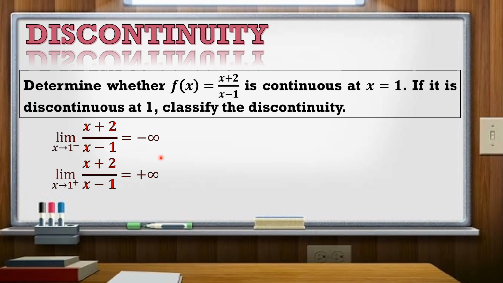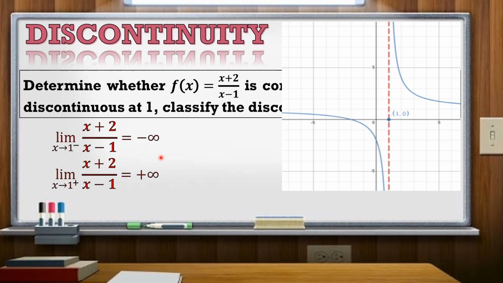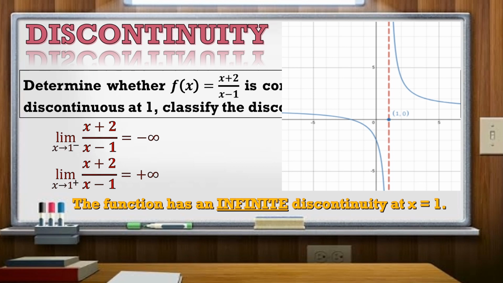And this is the graph of your function. Ayan, nakikita natin. That meron tayong two graph. Yung isa, pa-approach sa taas, yung isa naman pa-approach sa baba to infinity. And we have a presence of your vertical asymptote. The red broken line is your vertical asymptote. Since infinite yung limit natin, the function has an infinite discontinuity at x is equal to 1.